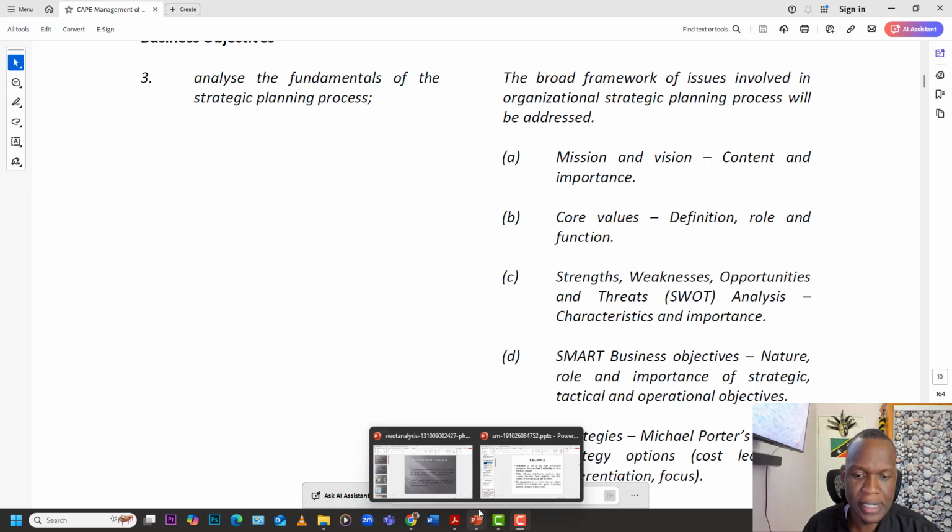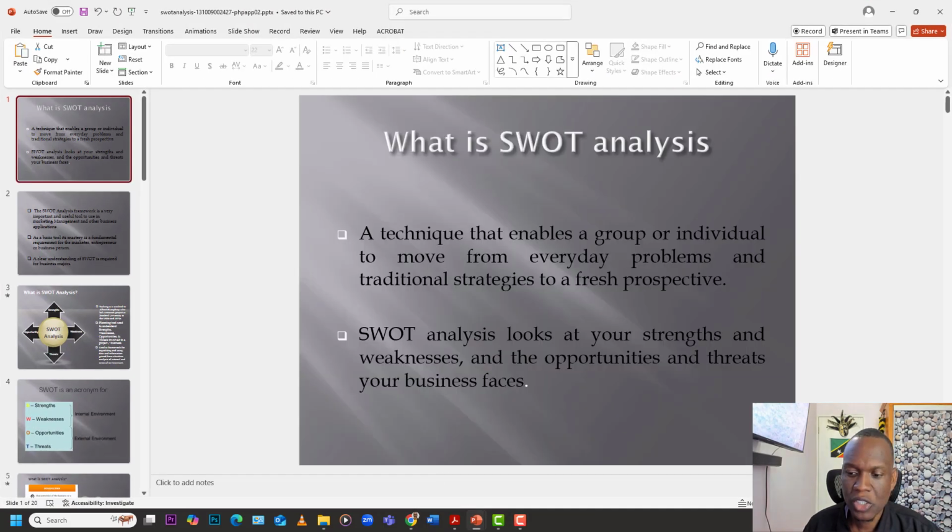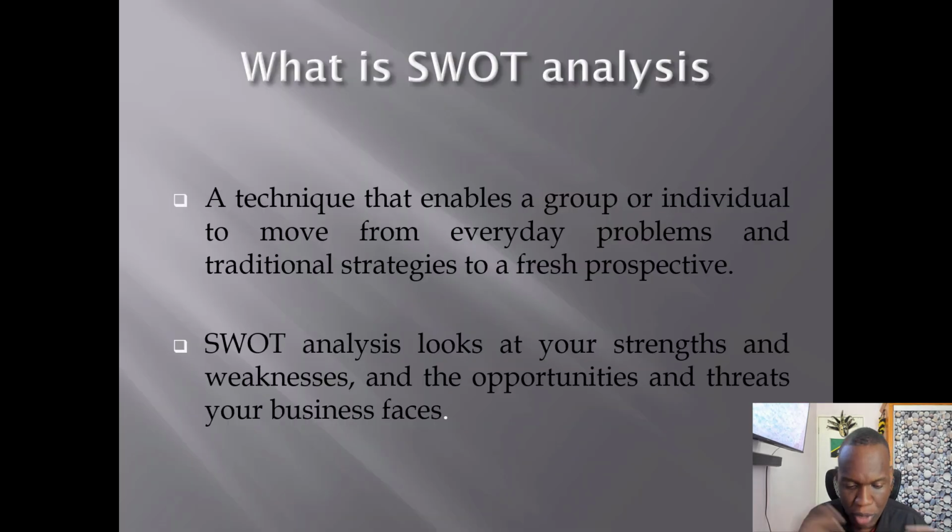So what exactly is a SWOT analysis? I'm pretty sure you've seen it bantered about out there. So what exactly is it? It's an acronym for strengths, weaknesses, opportunities, and threats. So it's a technique that enables a group or individual to move from everyday problems and traditional strategies to a fresh perspective. So in essence, it helps you to frame your situation using these different headers: strengths, weaknesses, opportunities, and threats.